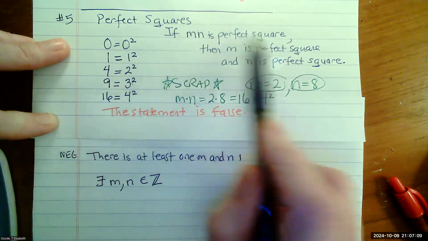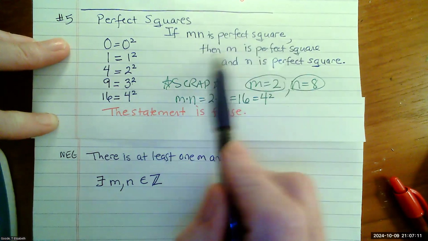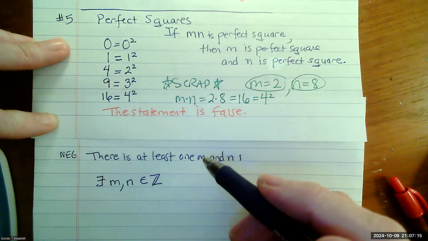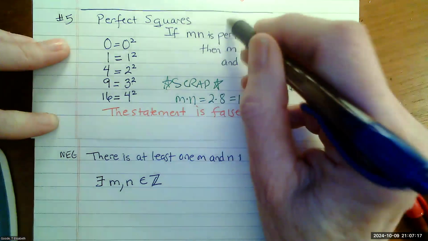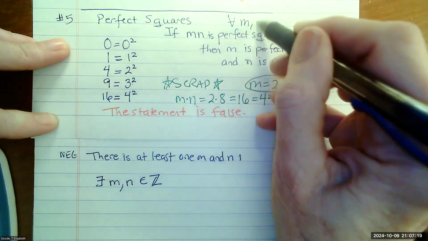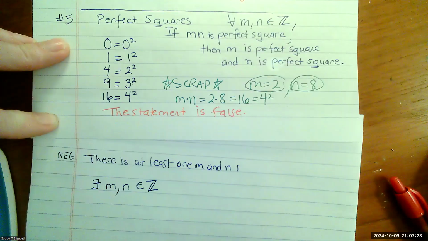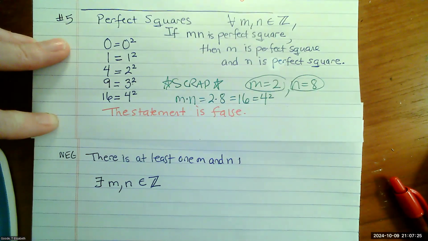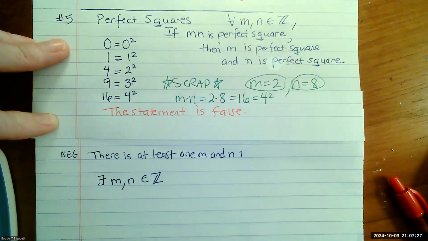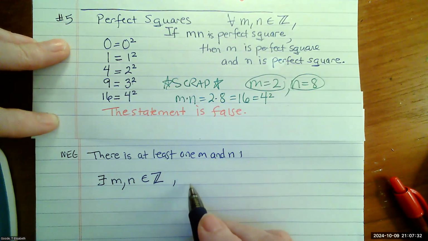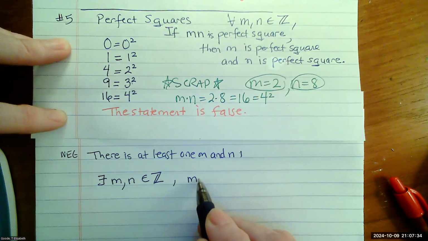Because what's implicit here is that m and n are integers. True, because that's what it said: for all m and n in Z. But to negate it, there's at least one m and n such that mn is not a perfect square.